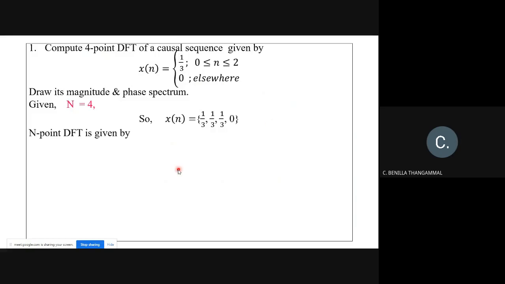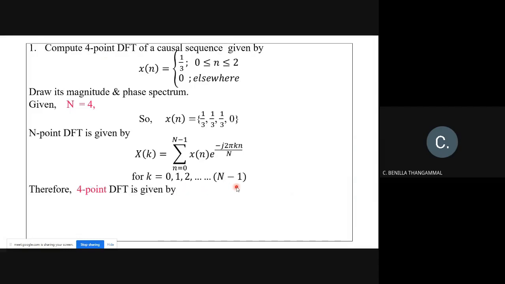That is going to be a good practice, which is going to get you the marks here, right? So the N-point DFT is given by X of k equal to summation n equal to 0 to N minus 1 x of n e power minus j 2 pi k n divided by N, for k equal to 0, 1, 2 till N minus 1. Therefore, since we have to calculate the 4-point DFT, the N will be replaced by 4.